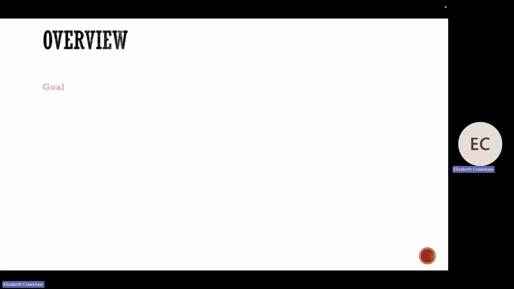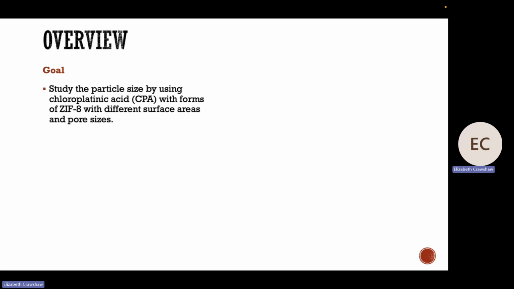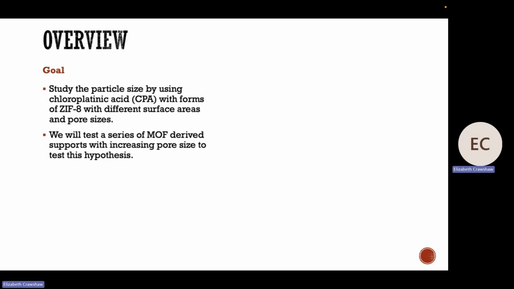As an overview of this project, we wanted to study particle sizes using chloroplatinic acid with forms of ZIF-8, which is a metal-organic framework with different surface areas and pore sizes. We tested a series of this derived MOF, and we wanted to increase the pore sizes and test this hypothesis.